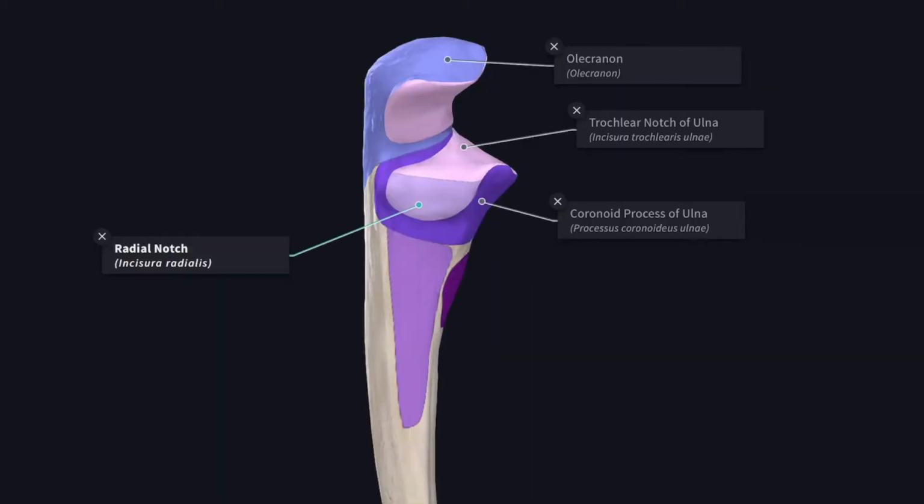Now we'll see about the upper end. The upper end presents a hook-like massive bone with the concavity directed in front. The upper end consists of the olecranon and the coronoid processes and two articular areas. One is the trochlear notch, the other one is the radial notch.